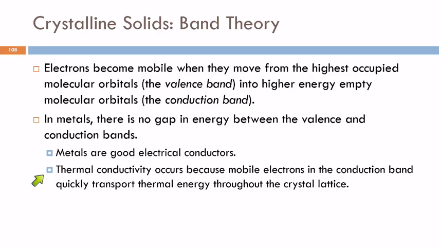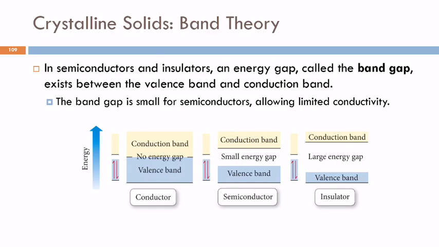This also explains the thermal conductivity of metals. Those mobile electrons in the conduction band transport thermal energy throughout the crystal. So electrons can also have thermal energy, and by the electrons being able to move around, they transmit or distribute the thermal energy from one side of the metal to the other. So in a conductor such as a metal, there's no gap between the valence band and the conduction band. Here's the jam-packed freeway, and here's the empty carpool lane, and there's no barrier there. All you have to do is move over, and you're good to go.